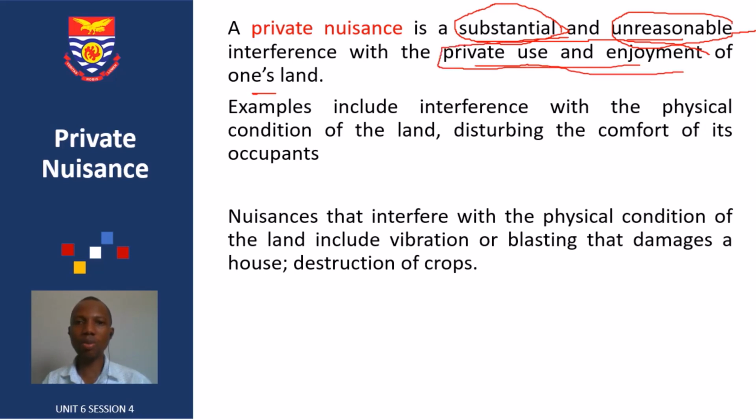Now, it could be disturbing the comfort of its occupation or physical condition of the land, or disturbing the comfort of the occupant. A typical example is vibration or blasting that damages the house or destruction of someone's crop. So nuisances that interfere with the physical condition of the land, including vibration or blasting that damages a house or destruction of crops. Let's consider this example.